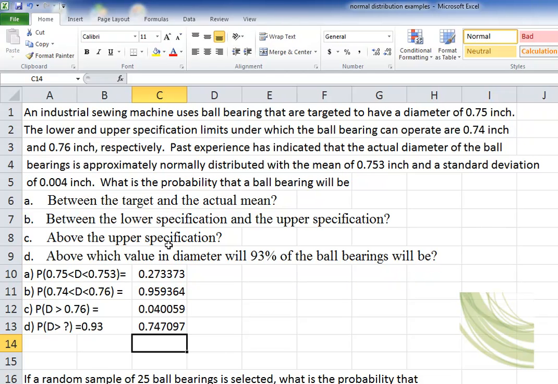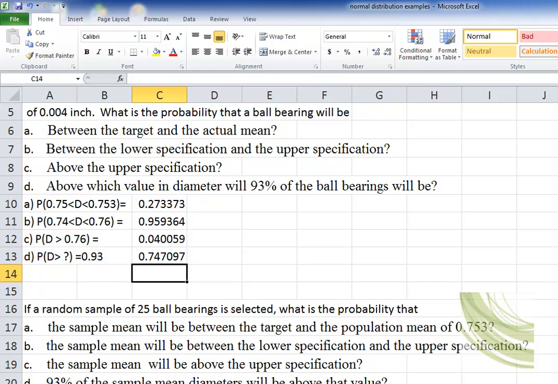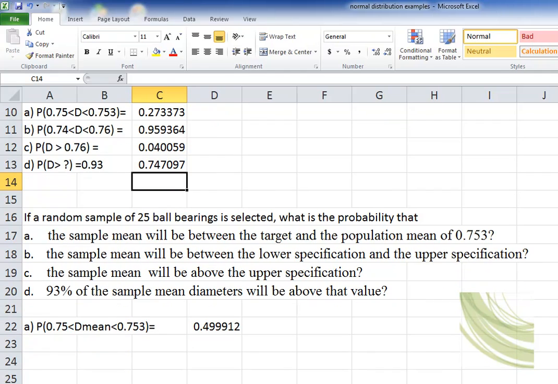So in this example, every time we select a sample, we only select one ball bearing. Now the second part, we said if we select 25 samples, then what is the sample mean? So question number A said the sample mean will be between the target and population mean. So we put formula as probability 0.75 less than sample mean, diameter mean less than 0.753.